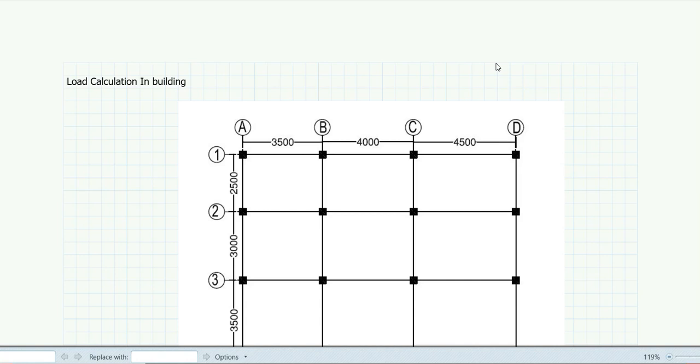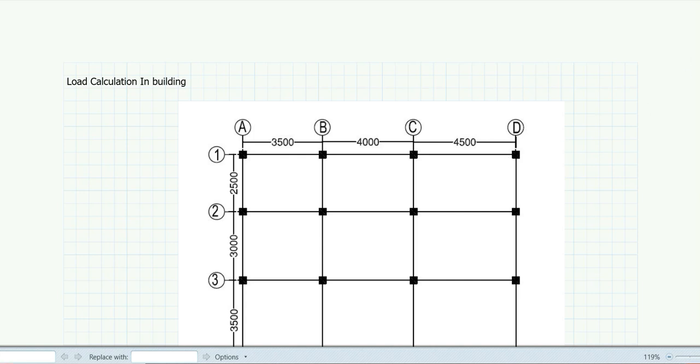Hello everyone. So today we are going to discuss the calculation of load. Let us consider a building and try to find out how to calculate the load for different elements of the building, suppose for beam, for column. How to calculate the load for a building, we will discuss in this class. So let us consider this particular problem.